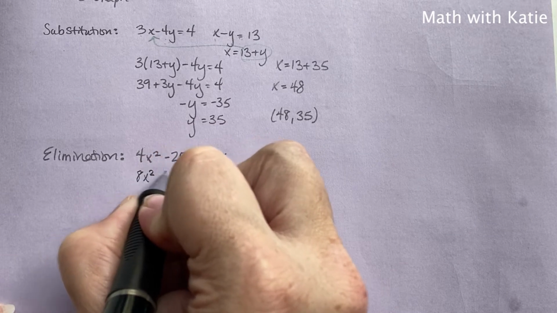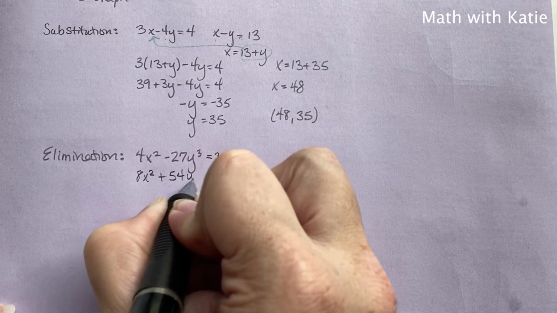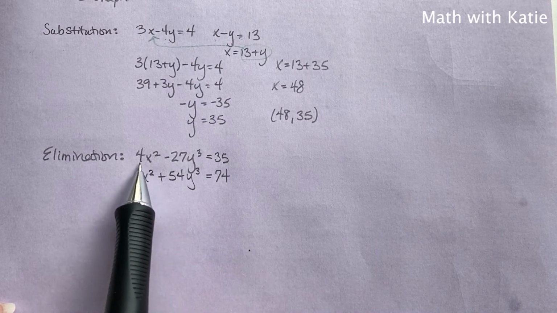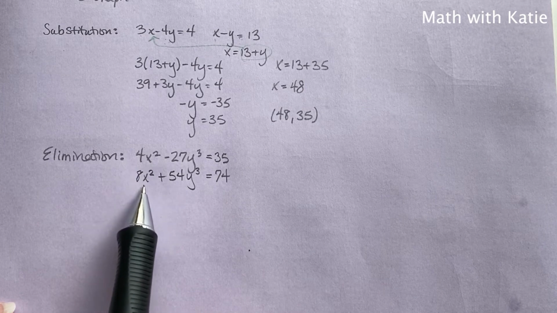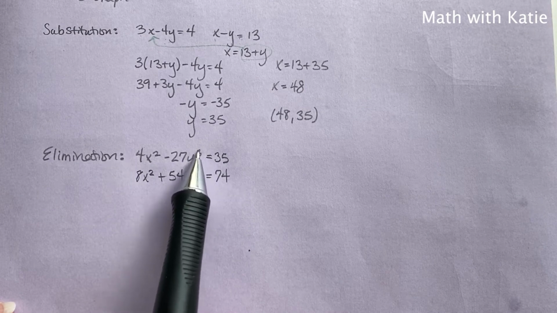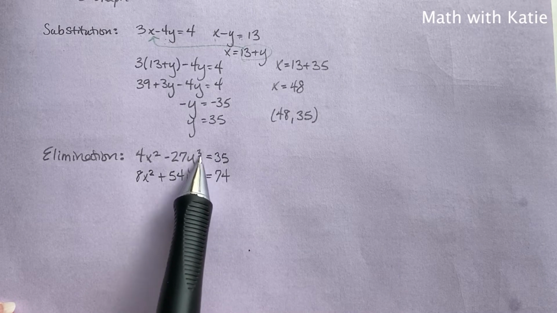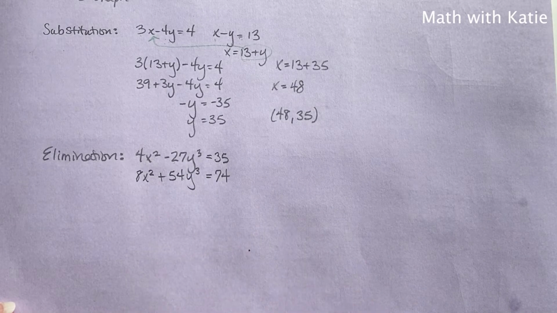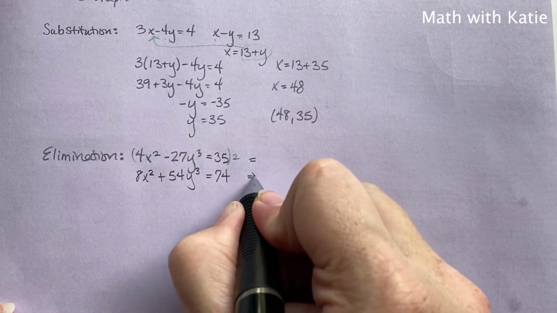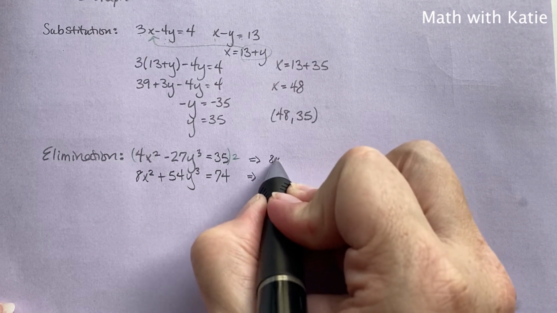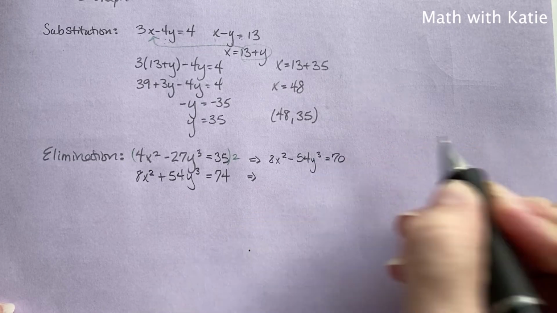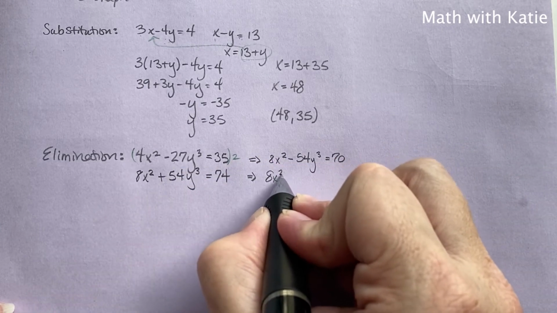So 8x squared plus 54y cubed equals 74. Okay, so I know if we multiply this one by -2, we can add straight down and eliminate the x squared, but really I want to get rid of this cube, okay? So what can we multiply y cubed by to get 54 out of the 27? So that would be 2 as well. So we're going to multiply this one by 2. Okay, so we get 8x squared minus 54y cubed equals 70. And then just rewrite this as it is.